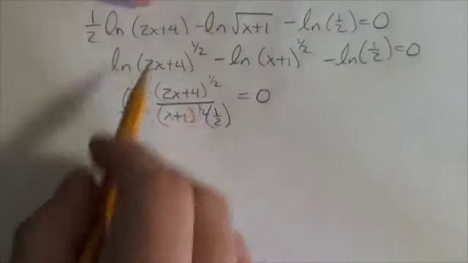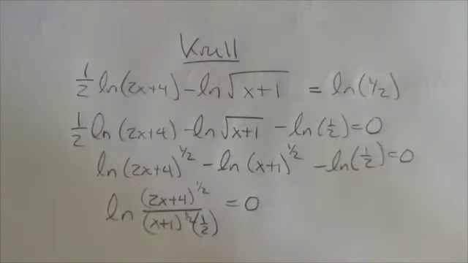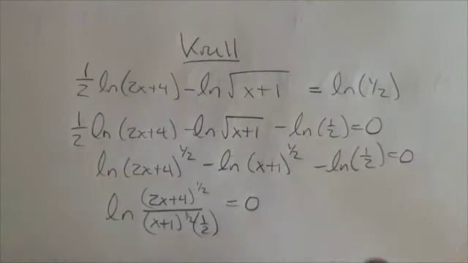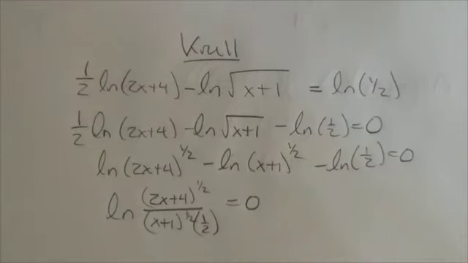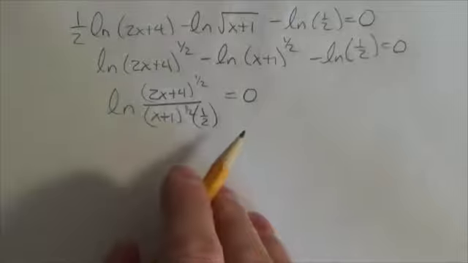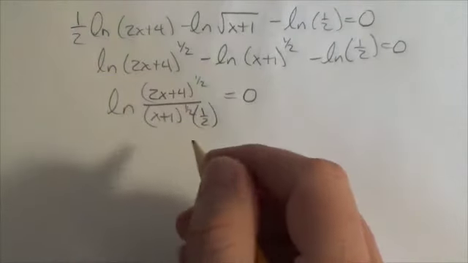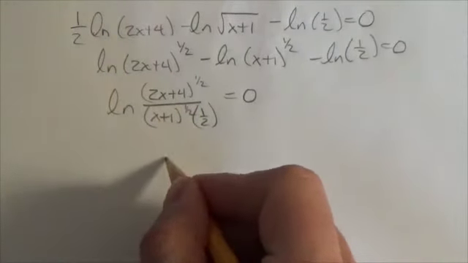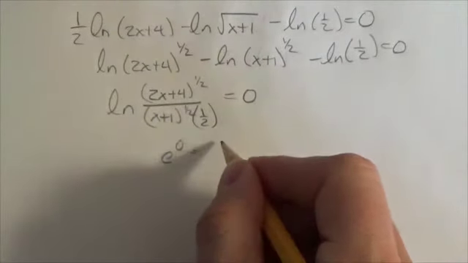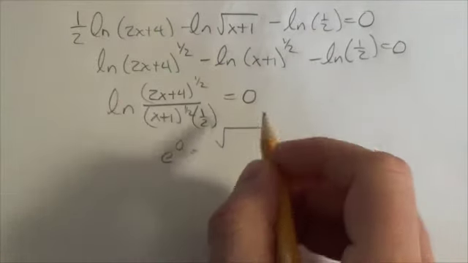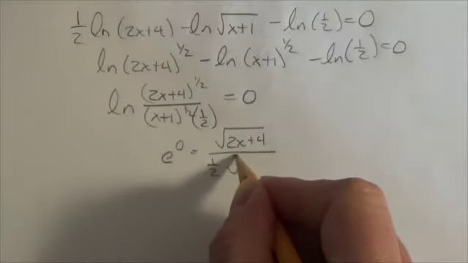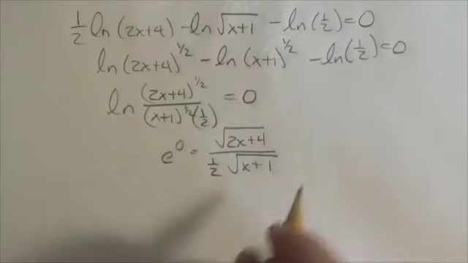Now that you've got it into one logarithm, this is a logarithmic equation, and the goal when solving a logarithmic equation is to get rid of the logs. So at this point, now that we've got one logarithm, I'm going to get rid of the logs by converting to exponential form. The base of the natural logarithm is e, so this will become e to the 0 equals, and I'll put the radicals back in because it's a little easier to see, and I'm going to bring that 1/2 up front, root x plus 1.